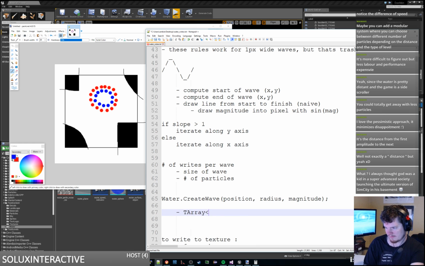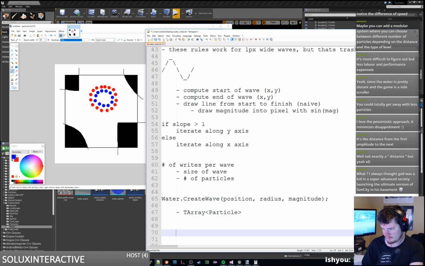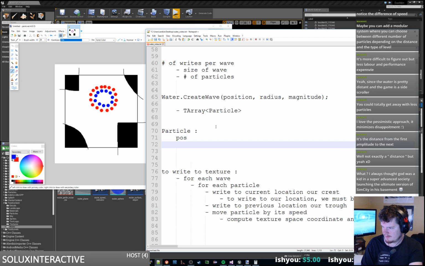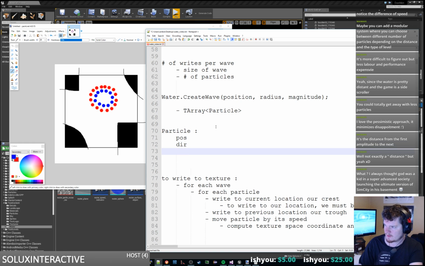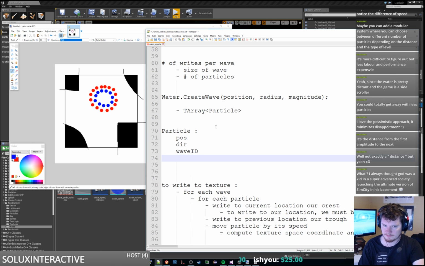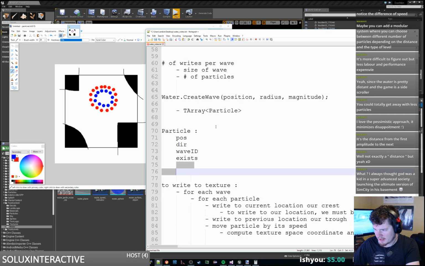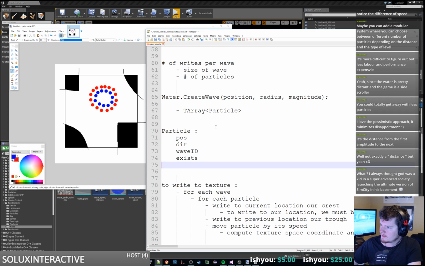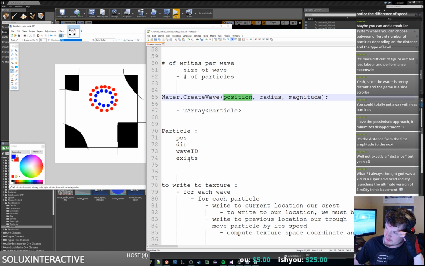So we'd have a T-array of particle, and particle has a position, it's got a direction, all that sort of crap. It's gonna have a wave ID. I could just have a big block of particles that I've statically allocated, so we just iterate through the damn thing and we never allocate any memory for it. All that if we need to be super efficient for this.